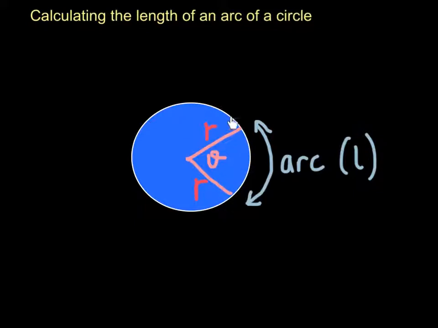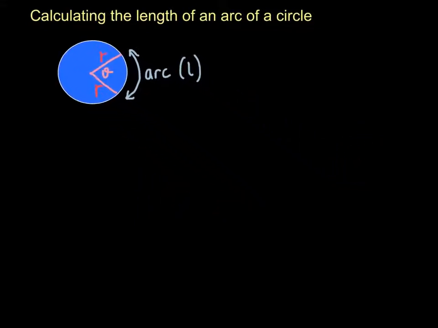You've got two arcs in a circle. That little one is the minor arc, and this one, the Pac-Man shape, is the major arc. So we're looking at the minor arc, which is subtended by those two lines, which are the radius, and we're going to call it L. So we're going to look for a formula that allows us to get the length of the minor arc.